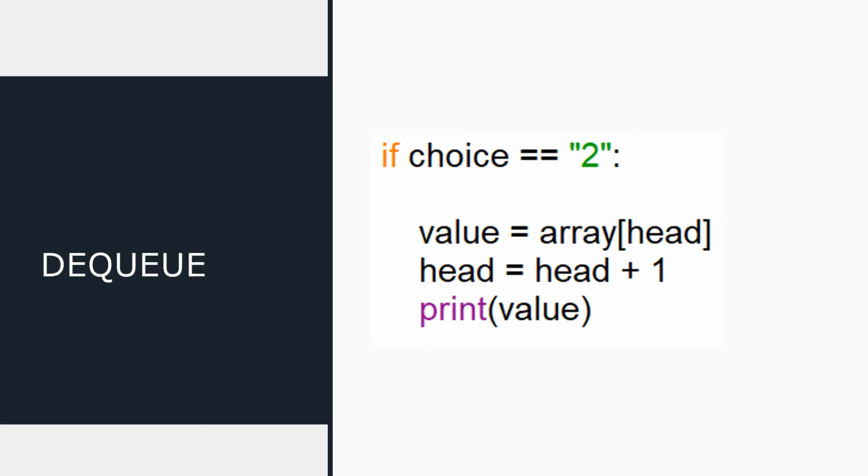Here's the code. If the user chooses 2 from the menu, they need to dequeue a value from the queue. So we take the value at the head of the queue, and then the head moves along by 1, and then we can do what we like with the value. In my example, I'm just printing it out. So that's what happens when we dequeue a value. We take it from the head, and then the head moves along by 1.